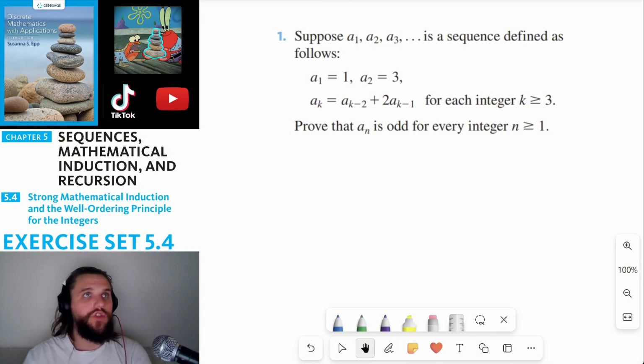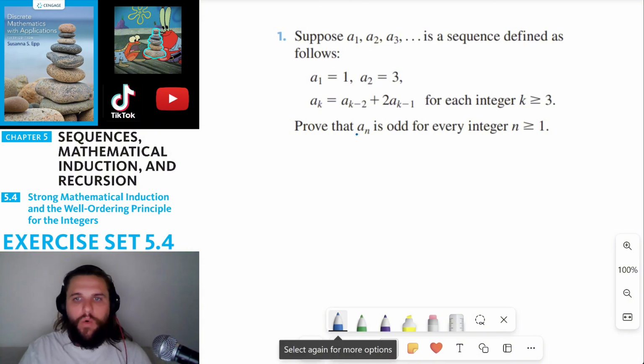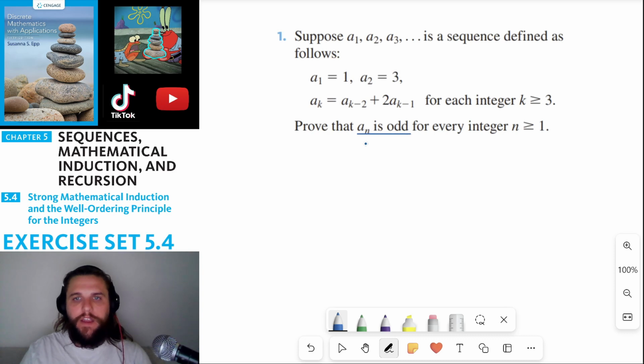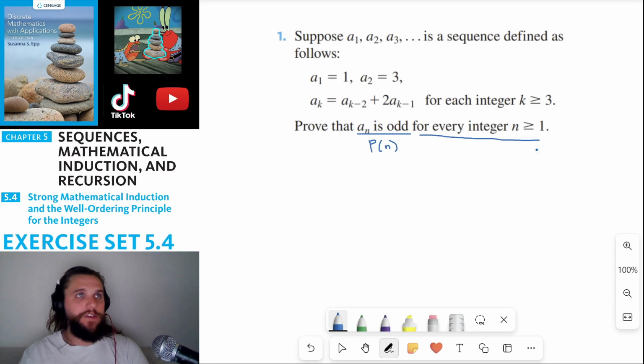We're going to use strong mathematical induction to prove this statement. We'll start by identifying the predicate P of n. P of n is going to be the predicate that a sub n is odd. We don't want to include the universal quantifier in our predicate, because if you combine the universal quantifier with the predicate portion, then you end up having a statement. And P of n is not a statement, it's a predicate. The truth value of P of n is determined by the value of n.